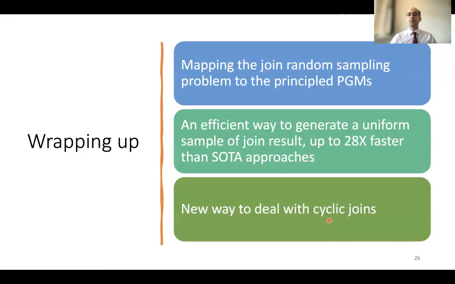To wrap up, for the first time, we mapped the join random sampling problem to principled probabilistic graphical models. We introduced an efficient way to generate a uniform sample of the join result, up to 28 times faster than state-of-the-art approaches. And also we introduced a new way to deal with cyclic joins. Thank you.